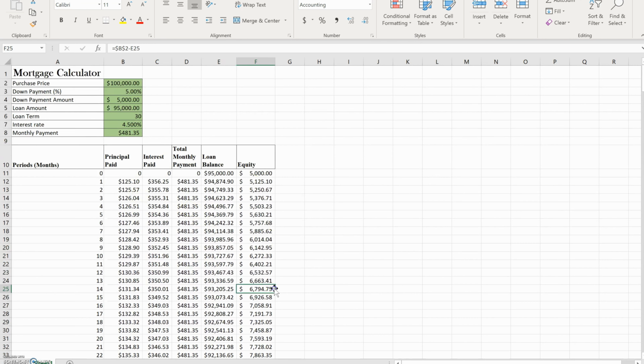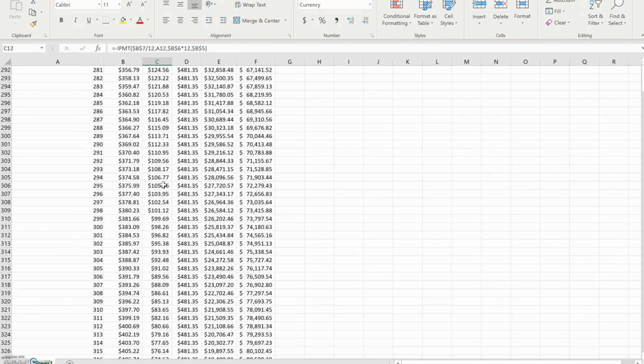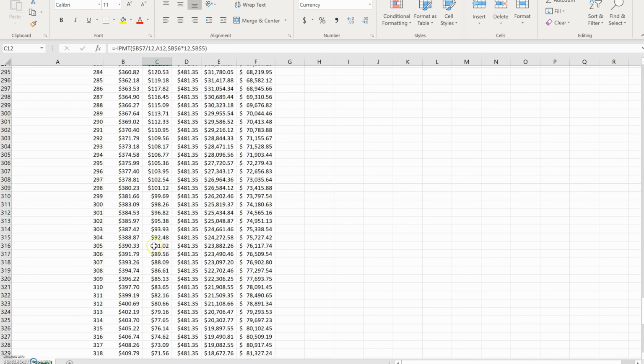You can do bi-weekly payments. There's a lot of things you can set up with your lender, and things change based off that. But as you can see, in the beginning there's very little principal paid. Only $125 of this $481.35 goes to principal. The majority of it goes to interest paid. That's the lender's profit. And then by the end of the loan, almost $400 of that goes to principal and $79 goes to lender's profit.